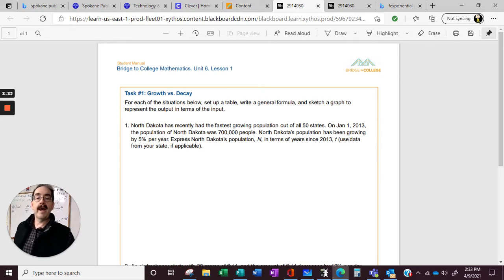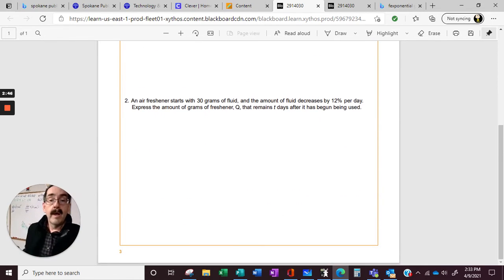North Dakota has recently had the fastest growing population of all the states in America. January of 2013, the population was 700,000. North Dakota's population has been growing at 5% per year. Express North Dakota's population in terms of years since 2013. So, growth model, right? We're going to grow. Then an air freshener starts with 30 grams of fluid, and the amount of fluid decreases, so decay.